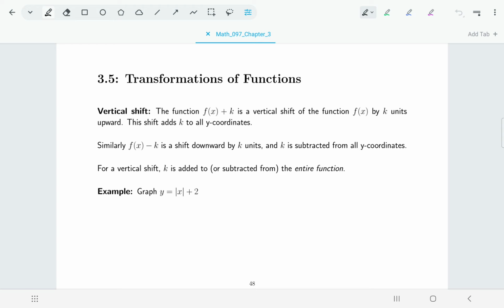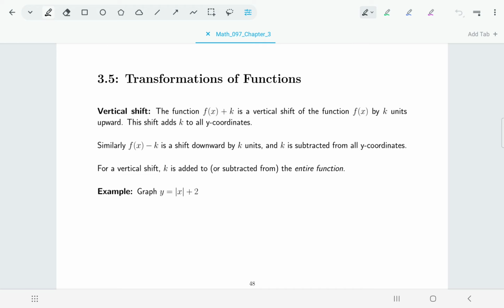To begin with, the first transformations we're going to look at are shifts. Starting with the vertical shift, which we're going to recognize if we have our function with an amount added on at the end or subtracted at the end. Amounts that are added on mean that we've got a vertical shift upwards by that many units, and an amount subtracted at the end means we have a shift downward by that many units.